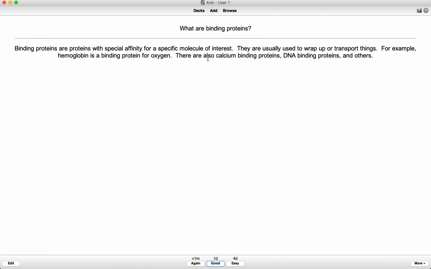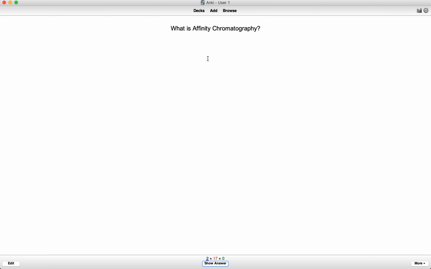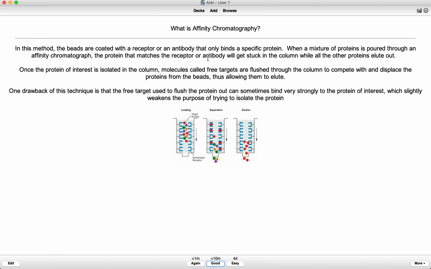Binding proteins have special affinity for specific molecules, for example, hemoglobin's binding protein. Affinity chromatography: beads are coated with a receptor.